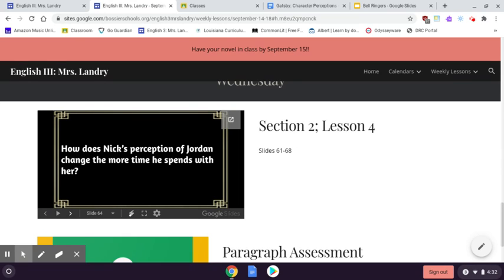Good question when you talk about, though, how does Nick's perception of Jordan change the more time he spends with her? So he's starting to kind of see that Jordan might not be as good as she lets on. He remembers she cheated in a golf tournament. He also remembers that she has lied about running someone's car that she borrowed. So we need to pay attention to the fact that Nick's perception of Jordan has changed quite a bit. Also important to note that when he is at a party with her, his perception is a little different and he's happy to be around her.